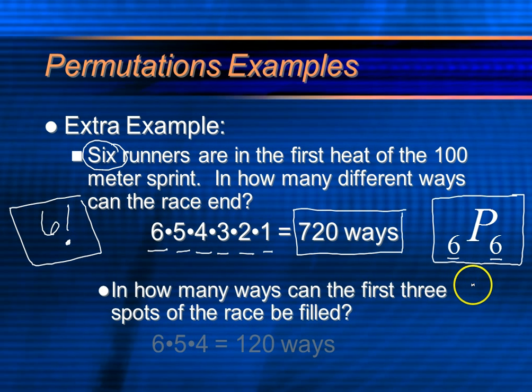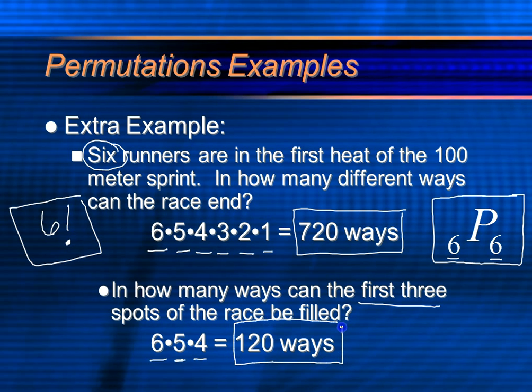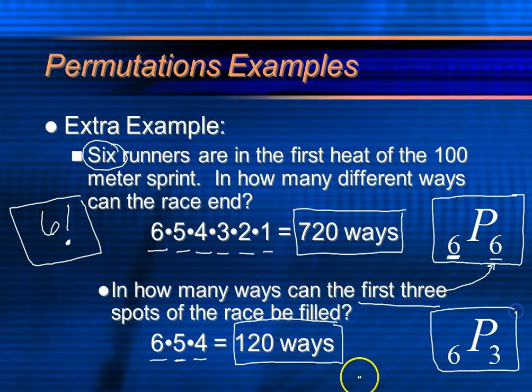How many ways can the first 3 spots be filled? Spot 1, how many people can fill spot 1? 6. How many people can fill spot 2? 5. How many people can fill spot 3? 4. So just those first 3 positions is 6 times 5 times 4. So there's 120 ways to fill those first 3 positions. What's another way you could have done this? You have 6 runners, but in this question, you're only picking 3. 6, pick 3.